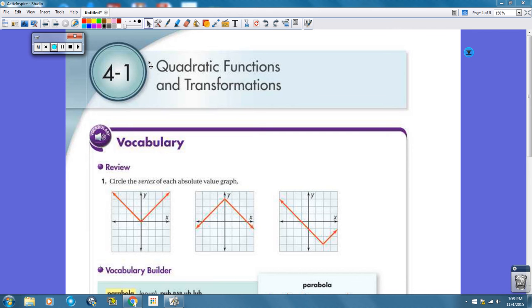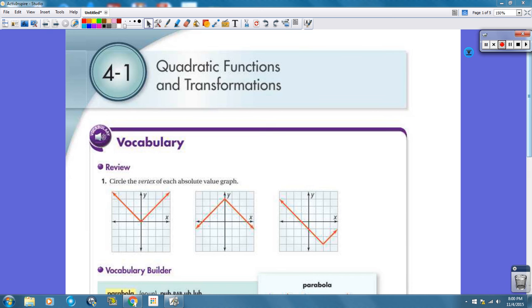This particular lesson is entitled Quadratic Functions and Transformations. I don't have my slate pad with me, so we are just going to have to make do, but hopefully we'll be able to follow along pretty easily. So let's just go ahead and begin. I'm just going to move this over here so hopefully it stays out of the way.